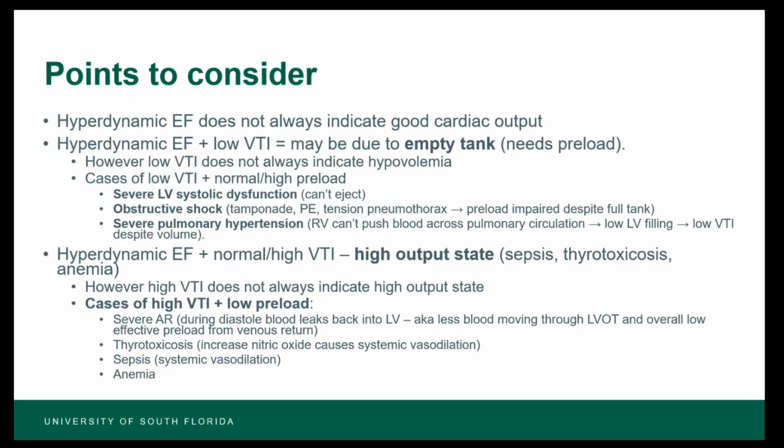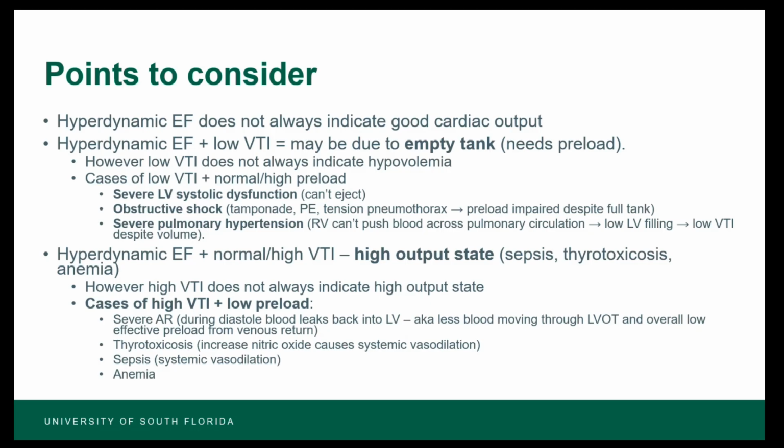On the converse, you can also have a hyperdynamic ejection fraction while also having a normal or high VTI. Like I mentioned on the previous slide, this is usually in the case of high output states, meaning your heart is trying to overcome the hypotension it's experiencing by increasing its cardiac output. These are usually seen in the context of sepsis, thyrotoxicosis when you're in a huge thyroid storm, or anemia when you have very low volume to begin with. So you're trying to overcome these low volume or low pressure states by increasing your cardiac output. That doesn't always mean that you have a high output state, meaning that your heart is actually working harder.